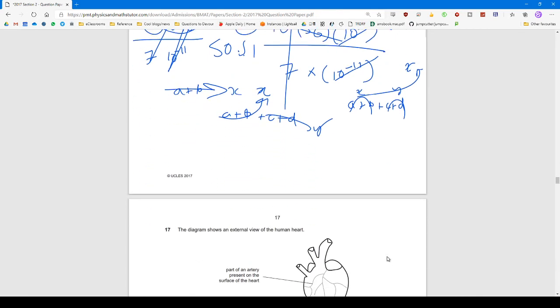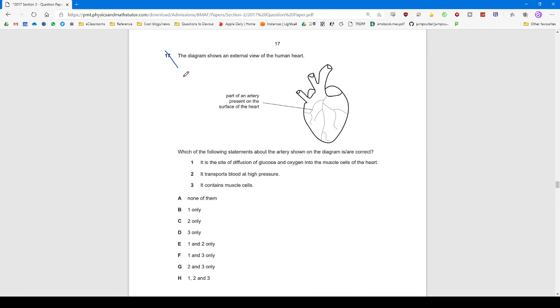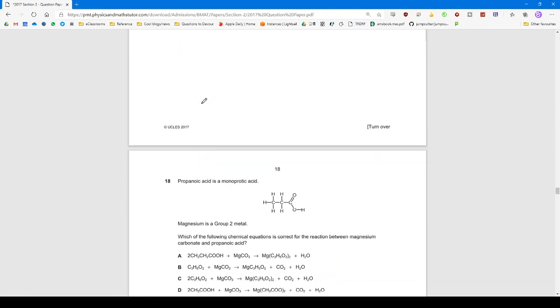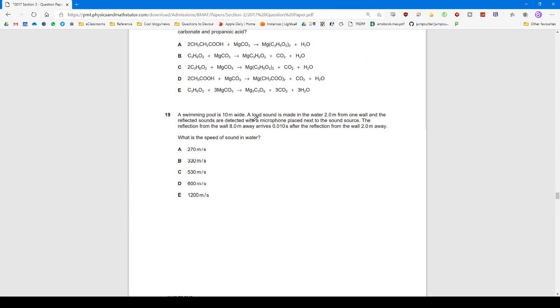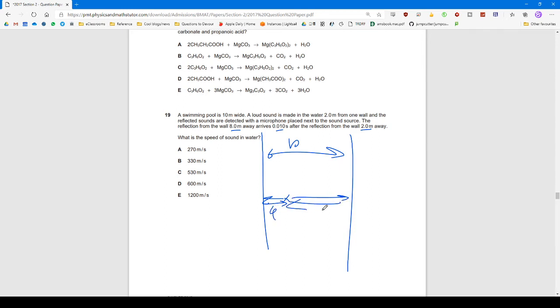So let's keep moving. Human heart, biology, propanoic acid, chemistry. Okay. Swimming pool. Swimming pool is 10 meters wide. Draw 10. A loud sound is made in the water 2 meters from one wall, and the reflecting sounds are detected with a microphone placed next to the sound source. The reflection from the wall 8 meters away arrives that many seconds after the one 2 meters away. Okay, so just think 4 meters versus 16 meters. Difference is 12 meters. 12 meters in 0.01 seconds. That means the overall solution is 1200 meters per second.